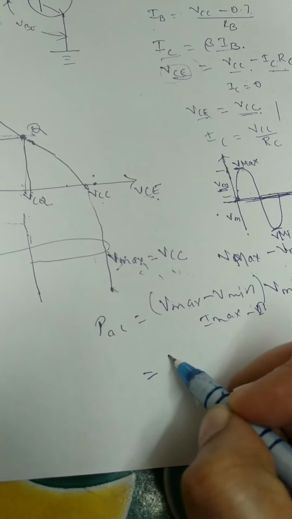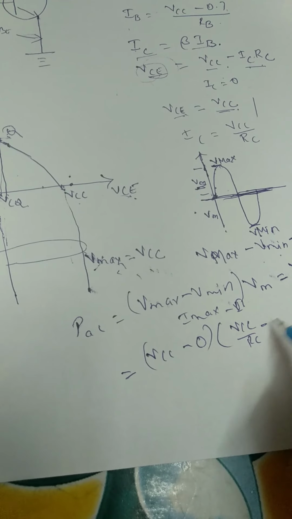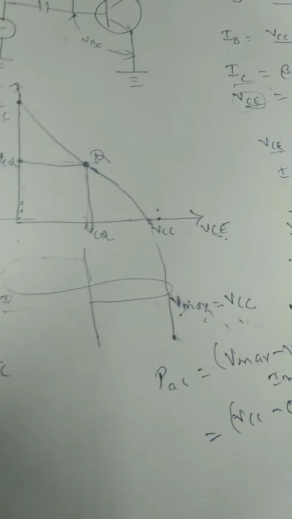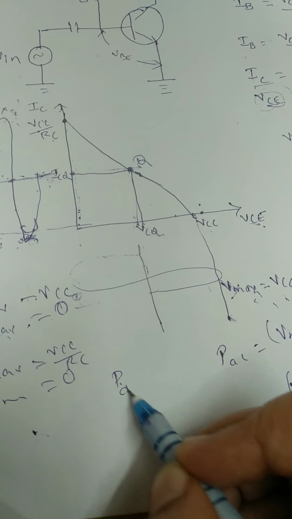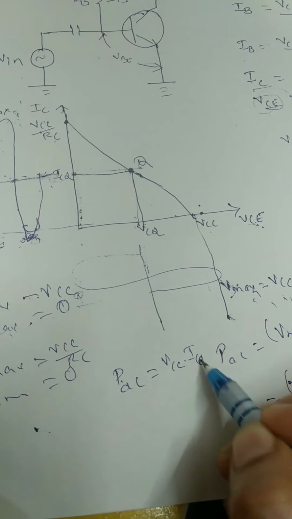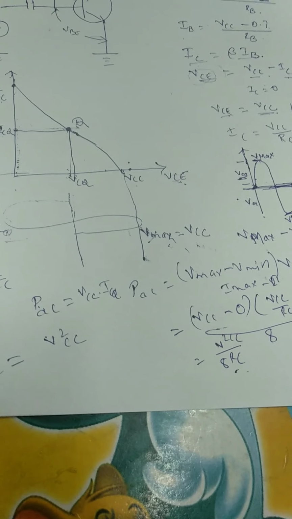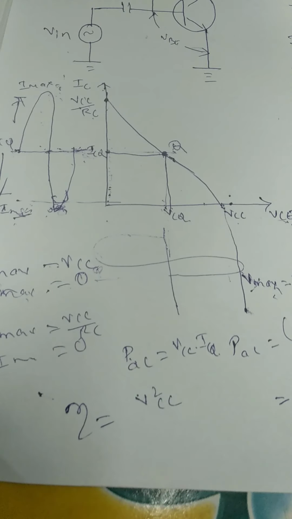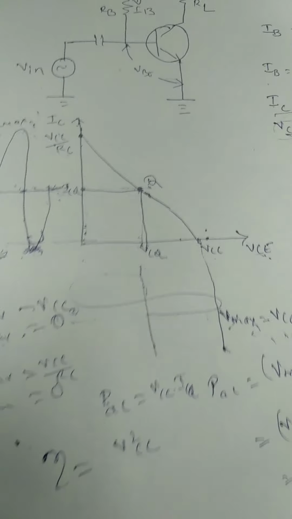So if I apply this here, I'll get PAC as Vmax is VCC minus Vmin is 0, Imax is VCC divided by RC, Imin is 0, divided by 8. So I'll get V square CC divided by 8 RC. This is PAC. What is PDC? PDC is just VCC into ICQ. So now eta is PAC divided by PDC. Somewhere I have done wrong, I guess.